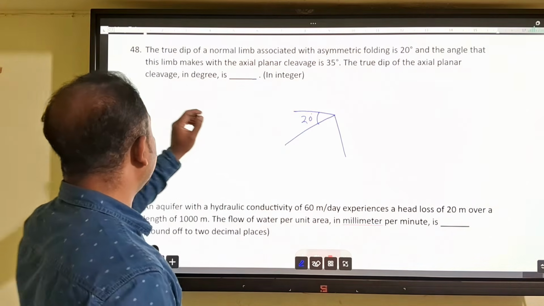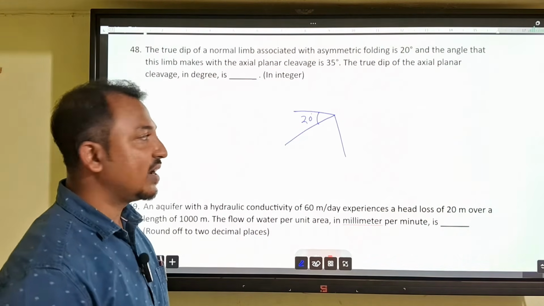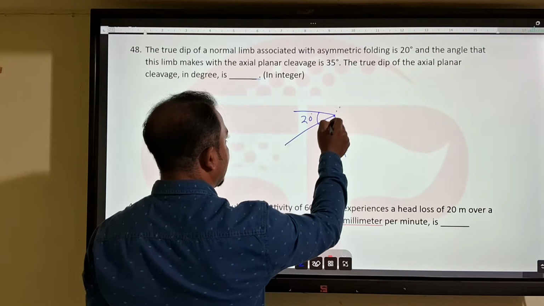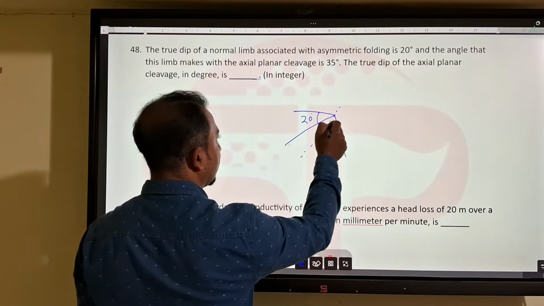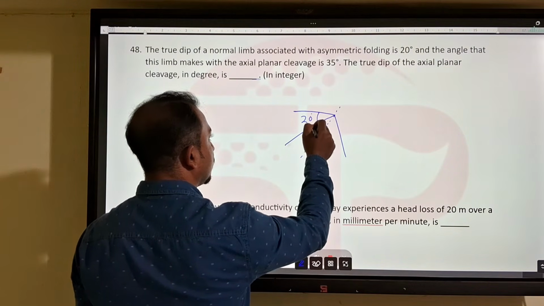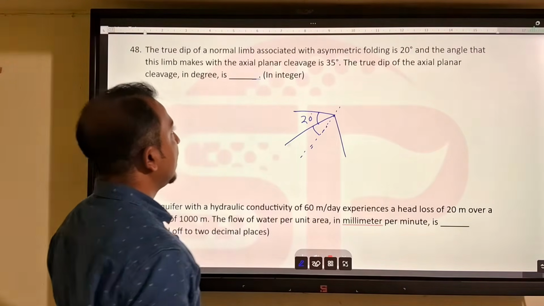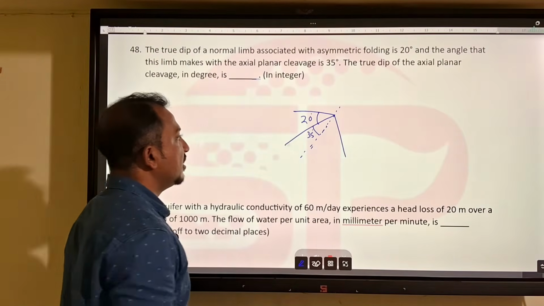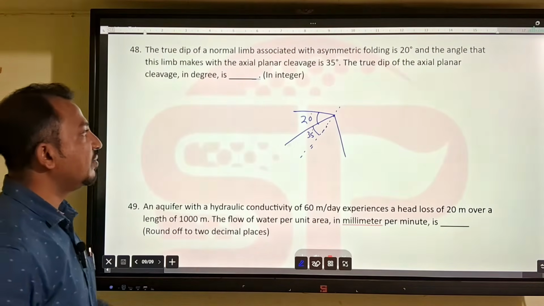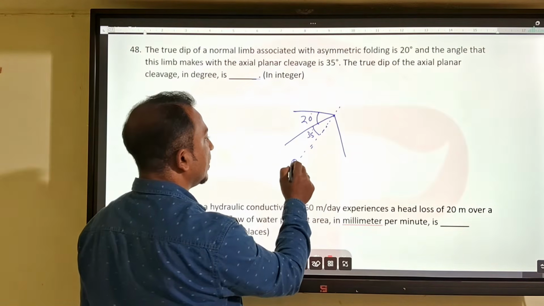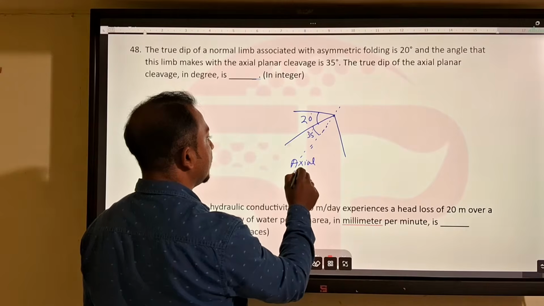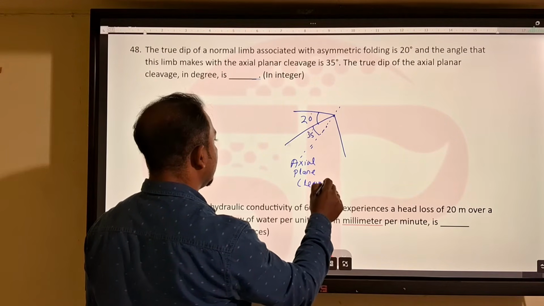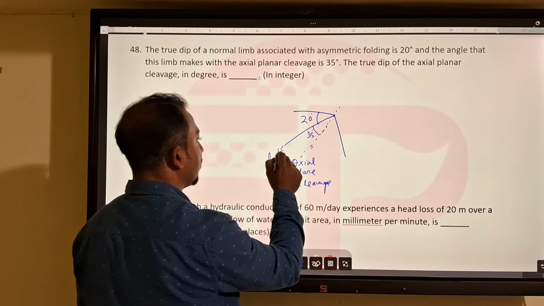And the angle that this limb makes with the axial planar cleavage. So suppose we have an axial planar cleavage, this one. So limb will make angle of 35 degree with this. This is your axial plane cleavage, and this is your limb.